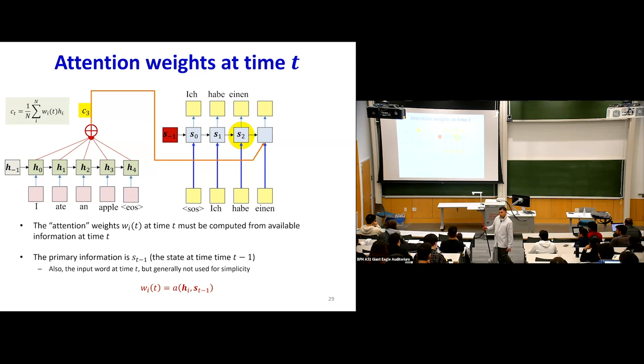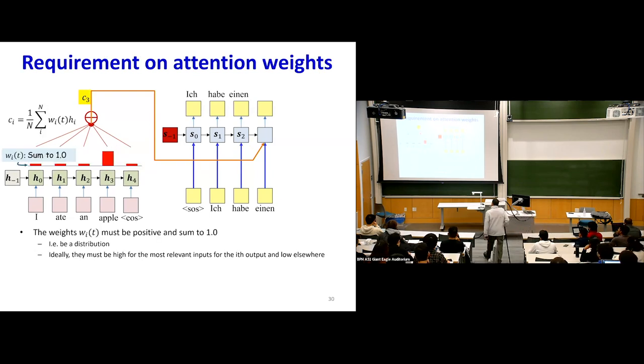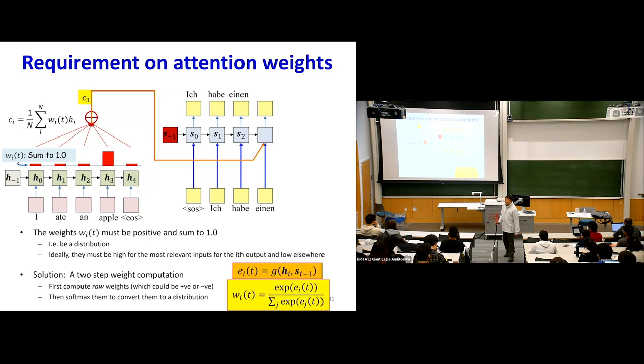Do you know of any mechanism which can take a bunch of numbers and somehow convert them into a probability distribution? A softmax, right? So here is what we will do. We want the weights to be positive and sum to one, and they must be high for the most relevant inputs for the ith output and low everywhere else, right? And so the way we do it is we will have a two-step weight computation. We're going to have some function g, which looks at the encoded representation of the input and the previous hidden state of the output, and it's going to combine those two in some manner to compute a raw weight.